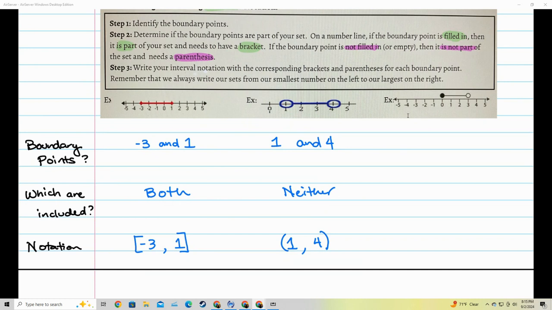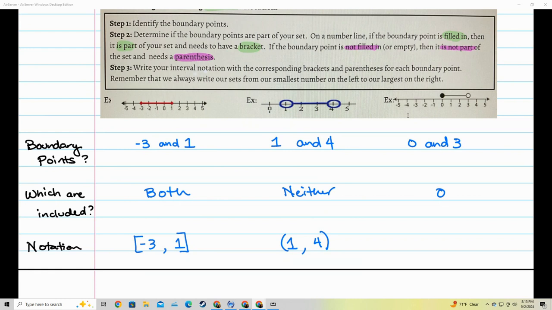All right, and then the last one here, same thing. We're going to do the boundary points. I've got boundary points at 0 and 3. Which one of those points is part of my set? Just the 0, because just the 0 is the one that is shaded.